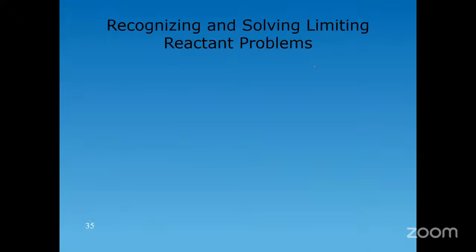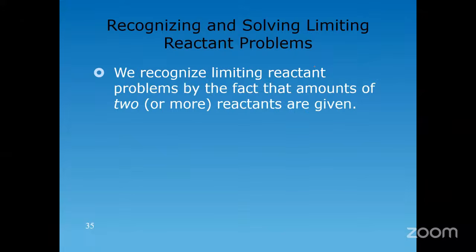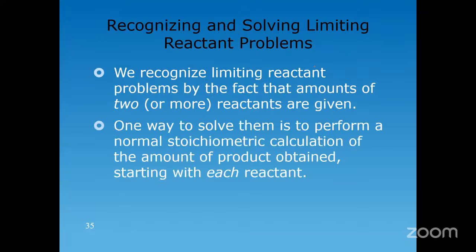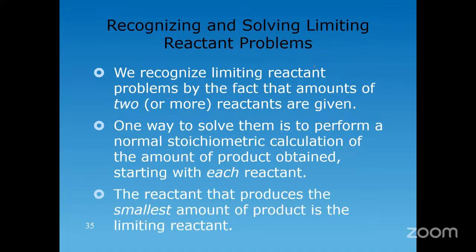Okay, let's talk about recognizing limiting reactant problems. Firstly, for limiting reactant problems, obviously you need to have at least 2 reactants. If you have only 1 reactant, then that reactant would be the limiting reactant. But if you have 2 or more reactants, then you have to determine which one is limiting. Then what you have to do is solve the problem by doing a stoichiometric calculation to figure out how much product you expect to get based on each reactant. And then once you determine which one produces the lower amount of product on paper, that reactant would be the limiting reactant.